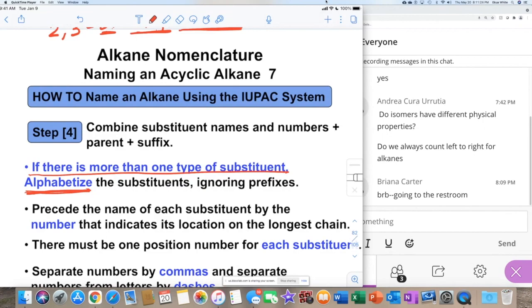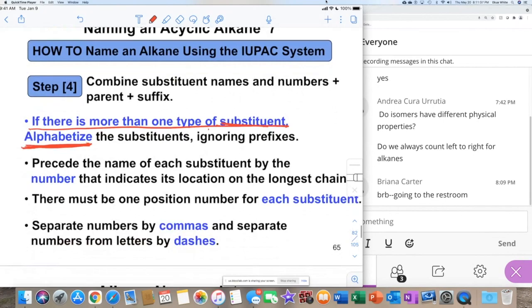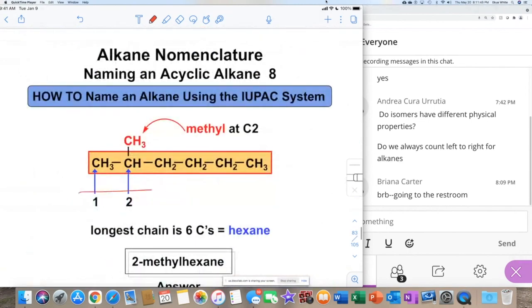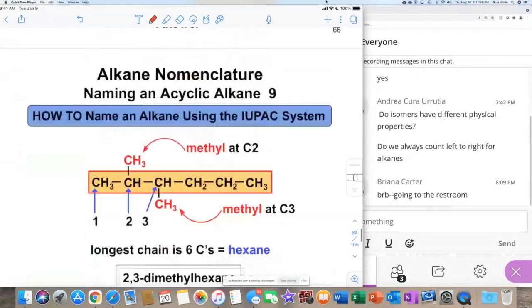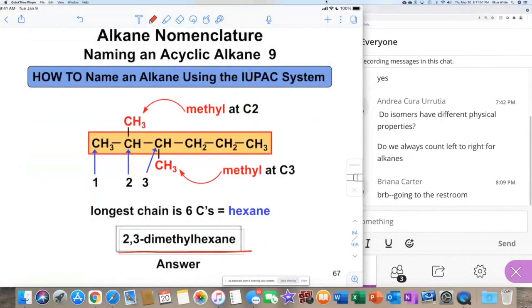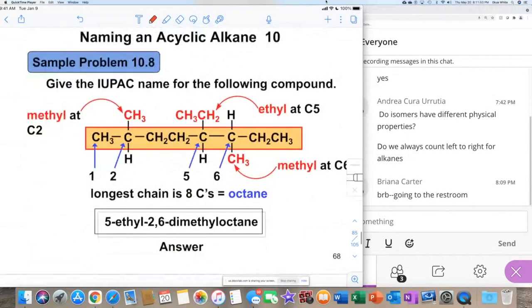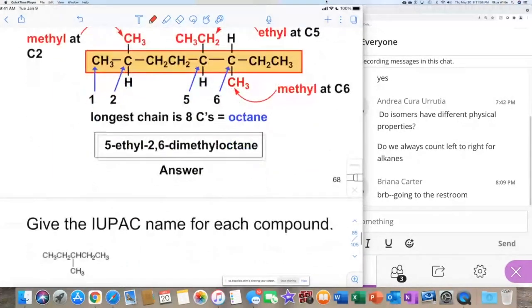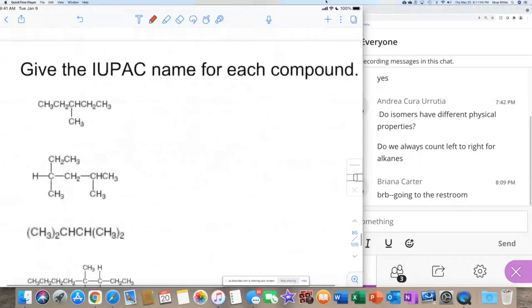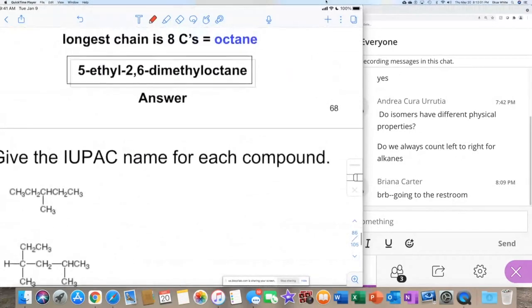Two numbers have to be separated by a comma, number and letter by a dash. If you have so many different side groups with different names, alphabetize them, make sure they're in the right order. Okay. I did talk about separating numbers by comma and separating numbers from letters by dashes, so we're good. I've already named this one here, right? And I already named this one here too. Okay, so let's see, oh, they gave us this one here. Oh, snap. Okay. With this one here, I'll just work with them because we have our own to name down here, which we'll get to practice.